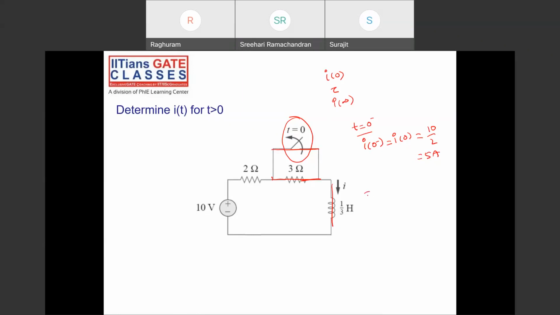Now find tau at t greater than 0, after the switching action. The switch is opened now, so the resistor comes into action, t equal to 0 plus. As seen from these terminals, find R Thevenin. Short this; 3 plus 2, R Thevenin or R equivalent is 5 ohms. L equivalent is 1 by 3. So tau is equal to L by R equivalent, which is 1 by 15 seconds. Right?